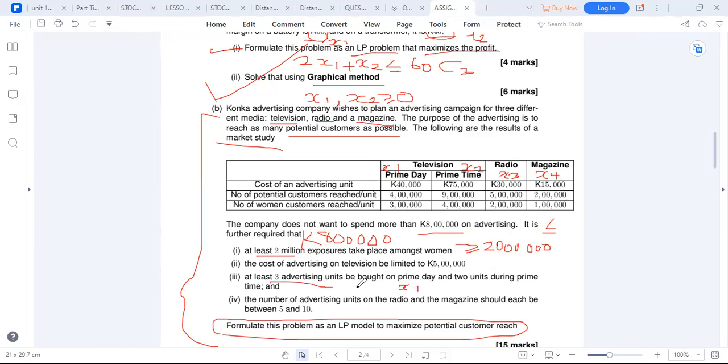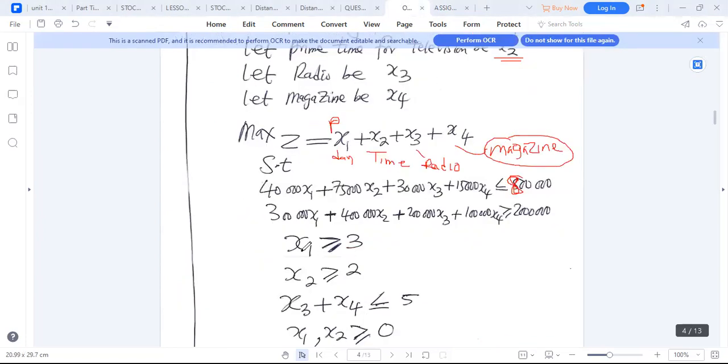And so this is the 3, at least the 3 on the prime, then 2 on the prime time. So this is just the way to go for this. They are denoted by x1 and x2. Our LP formulation gives us x1 at least 3 for the prime day.